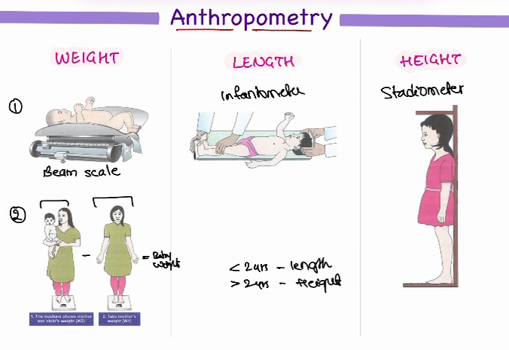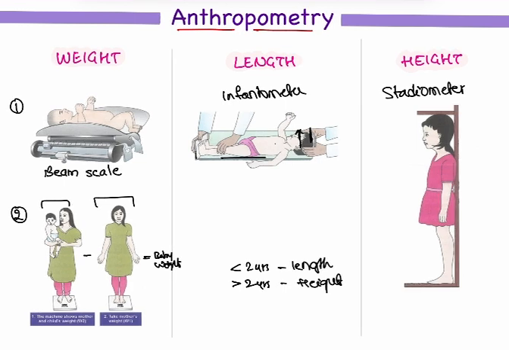For measuring length, we have to keep the baby on the infantometer. Head should be attached to headboard. The baby should lie supine. Eyes should project perpendicular to the board. We have to bring the footboard to the foot and length is measured.